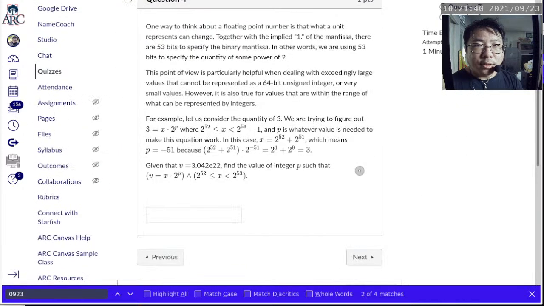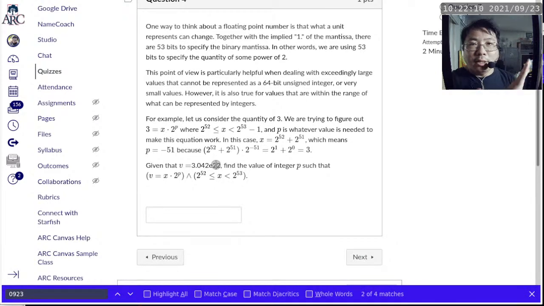This is the one where you have a range of values. I need x to be between 2 to the power of 52 and 2 to the power of 53 minus 1. And the question is asking, let's see, where's the value that I'm supposed to express? The value that I want to express in this specific question is 3.042 E22. Remember, this E is not the natural log E.